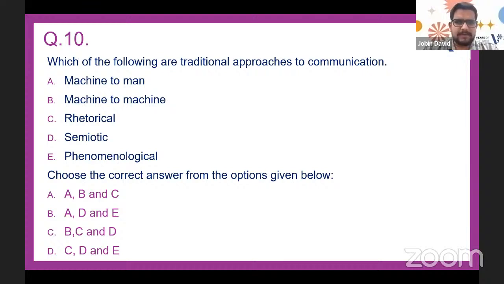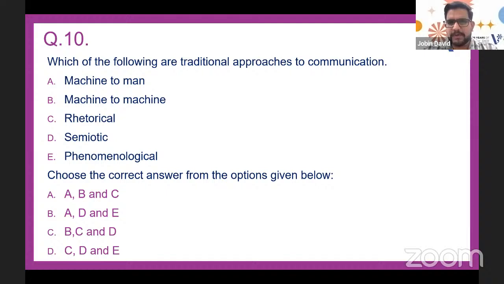Okay. So we should know what is rhetorical, semiotic, phenomenological, and all. Rhetorical is actually what you speak, a traditional message, where the speaker speaks to the audience in order to motivate them, maybe through stories or quotes. Rhetoric communication was described by Aristotle. And semiotic means using the science of signs, where we communicate using many forms of signatures and expressions. That is what semiotic means.